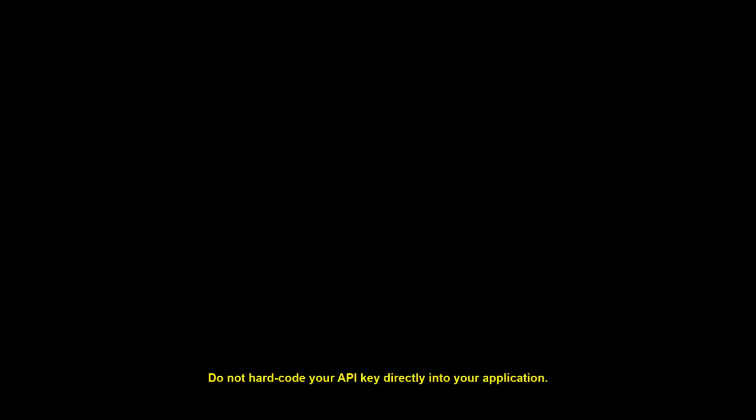Do not hardcode your API key directly into your application. Instead, opt for environment variables for better security. On a Unix-based system, you can set an environment variable in your terminal. Use the command export OPENAI_API_KEY equals your_API_key_here. For Windows, use the command set OPENAI_API_KEY equals your_API_key_here.